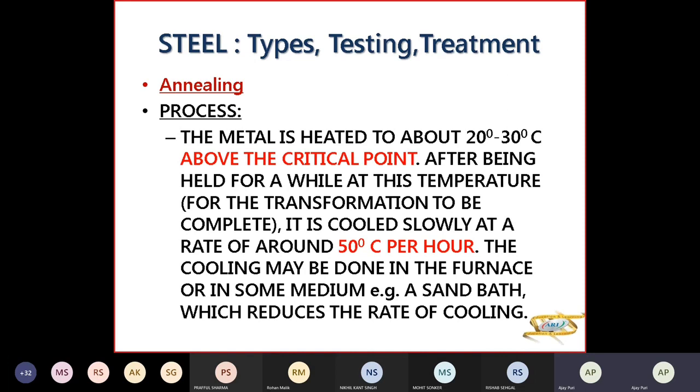Okay, you're cooling in a sand bath. Sand bath means under sand, because in sand the temperature will not vary very much. So under sand, the rate of cooling is reduced. So what you're doing is heating that metal above critical temperature, which is eutectoid temperature of 730 or 740 or more, depending on the metal, about 20-30 degrees above this, holding that temperature so that your transformation is taking place at the molecular level, that is cementite to pearlite or cementite to austenite, and then slowly cooling it. The slow cooling is done in a sand bath. So your cooling rate is about 50 degrees per hour.